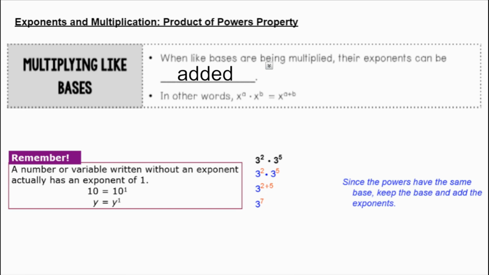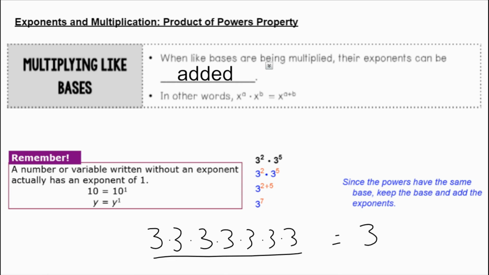If we look at this first example here, I have 3 squared times 3 to the fifth. If I apply my rule, I would just add their exponents since I have like bases, because 3 squared is 3 times 3, and then I want to multiply that by 3 to the fifth, which is 3 times 3 times 3 times 3 times 3. If I count how many 3's there are, 7. If I rewrote this back in standard notation, I'd have 3 to the seventh. So an easier way to do this quickly is just to add the 2 and the 5 to get me 3 to the seventh.